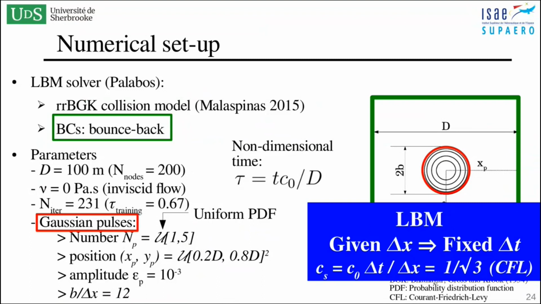And what is important to know here is that because we are using the LBM and we are fixing the spatial size of the grid, we are also imposing with this the time step of the method, since the LBM has a constant CFL number, which links the speed of sound on the lattice, so this 1/√3, to the physical speed of sound.